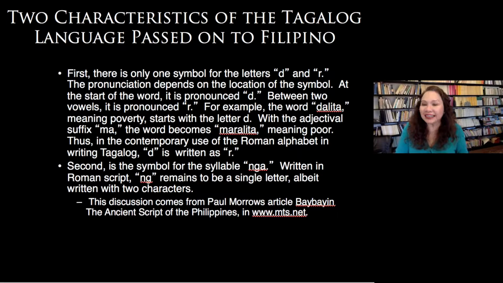Okay? So, second is the symbol for the syllable nga. When you write it in Roman script, nga remains a single letter, even if it's written with two characters. If you look at the contemporary Philippine alphabet, it is na, ma, na, nga. If you're writing it using English, say m and nga, it's just one letter that follows n, and people get confused because why is there a nga after n? But that's the Filipino language. So this comes from Paul Morrow's article.